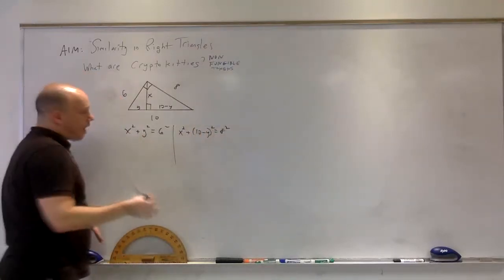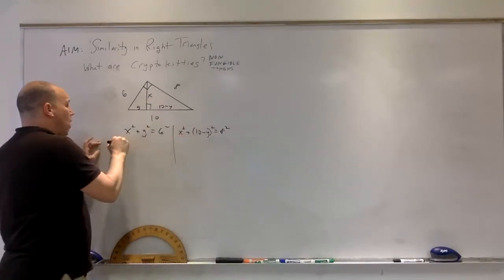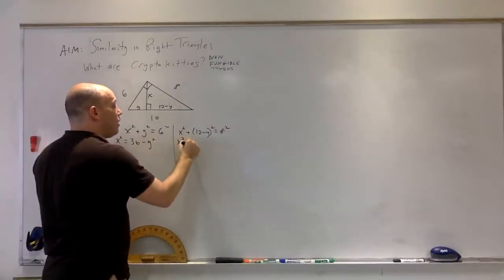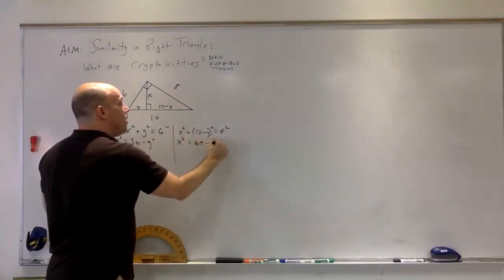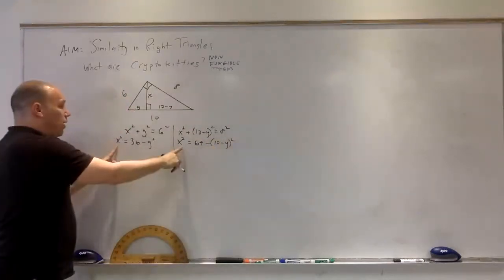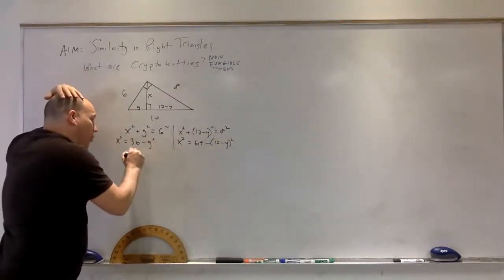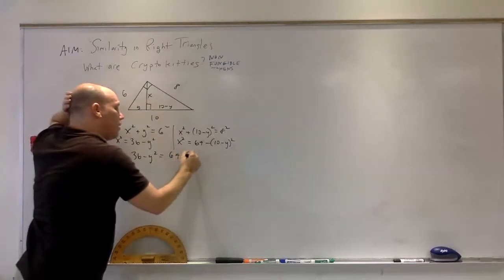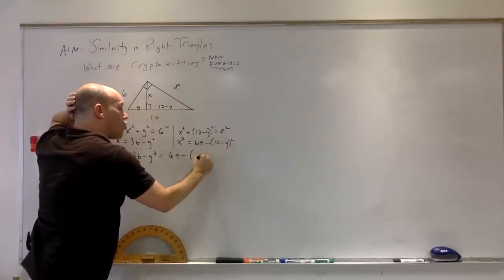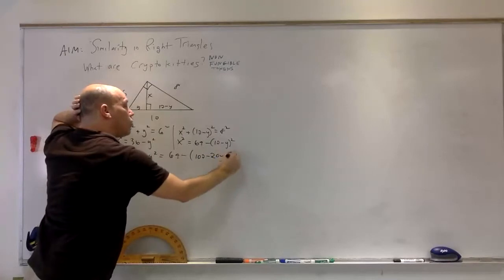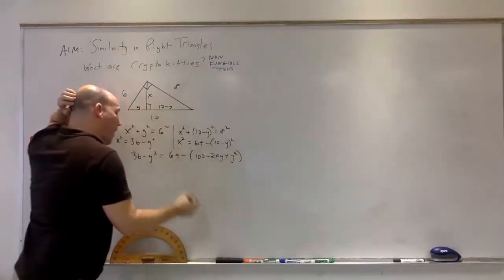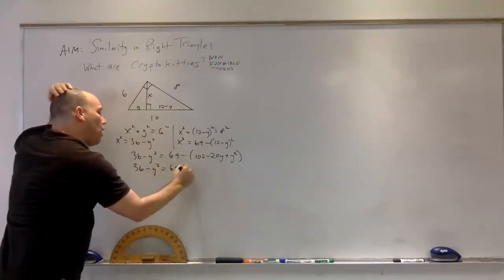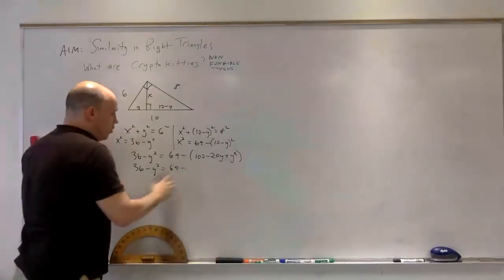My intention is to solve for x squared. So I have x squared equals 36 minus y squared, and on the right, x squared equals 64 minus (10 minus y) squared. Since they're both equal to x squared, I can set them equal to each other. So 36 minus y squared equals 64 minus, and I'm going to expand this out, 100 minus 20y plus y squared.